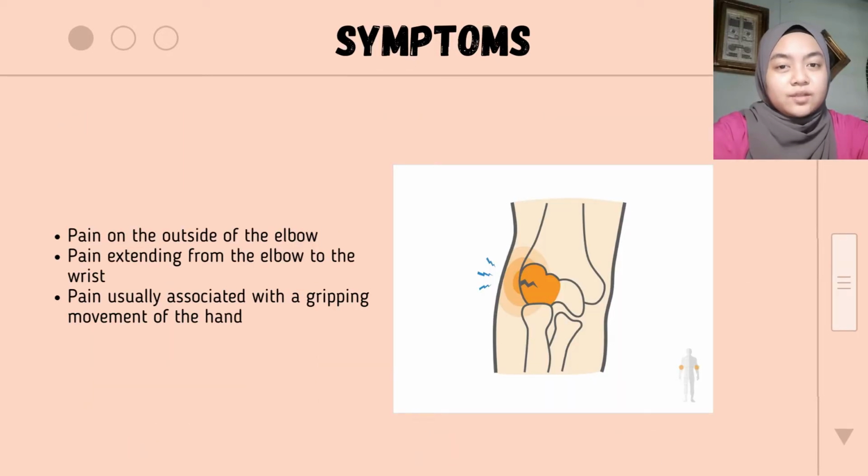The most common symptom of lateral collateral ligament injury is pain on the outside of your elbow. You may also notice pain extending from the elbow to the wrist. The pain is usually associated with a gripping movement of the hand. At first, you may just experience pain when playing sport. As the condition progresses, you may experience pain all the time.